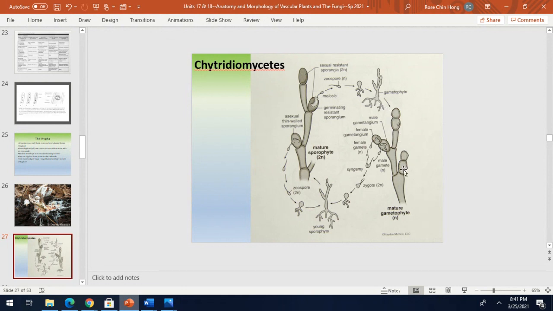Once it gets to an adult mature gametophyte, you have the female gametangium and the male gametangium. You see the female gametangium is on top and the male one on the bottom close by, and they make female gametes and male gametes, which will fuse. It will go through plasmogamy and syngamy to form the zygote. And then that zygote develops into a young sporophyte. So that is our life cycle of a chytrid.